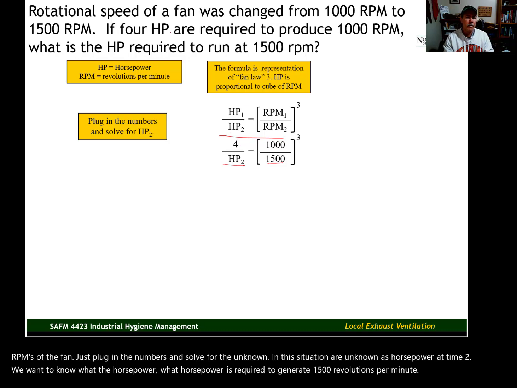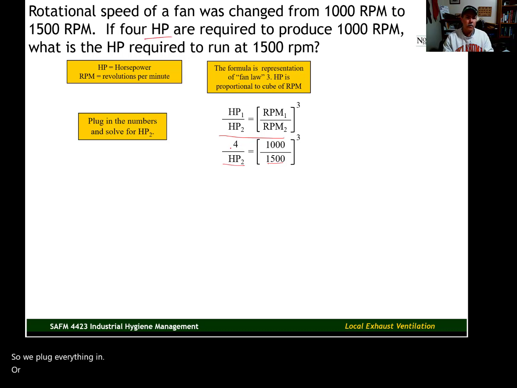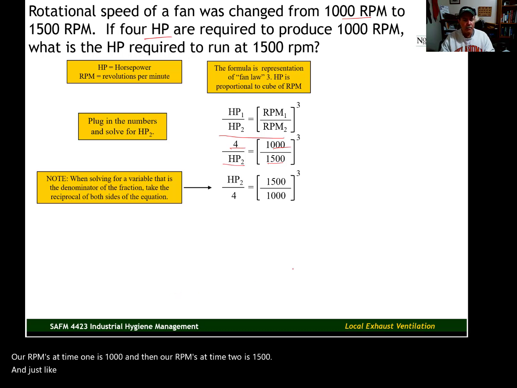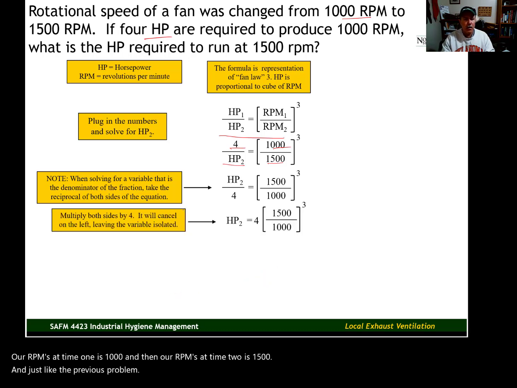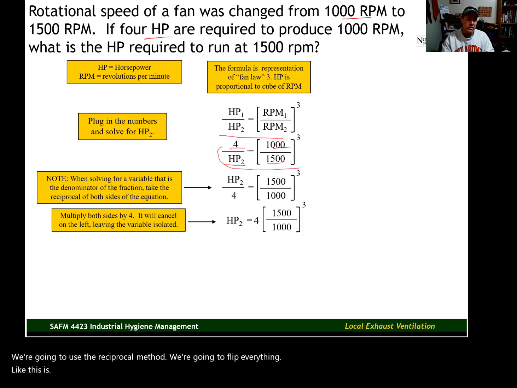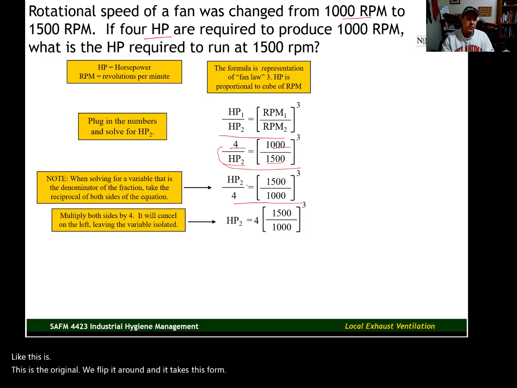So we plug everything in. Our horsepower at time 1 is 4. Our RPMs at time 1 is 1,000, and then our RPMs at time 2 is 1500. And just like the previous problem, we're going to use the reciprocal method. We're going to flip everything. This is the original. We flip it around and it takes this form. Horsepower at time 2 divided by 4 equals 1500 divided by 1000 cubed.